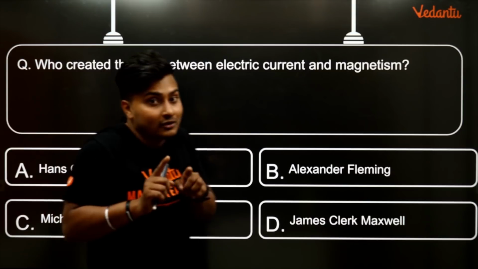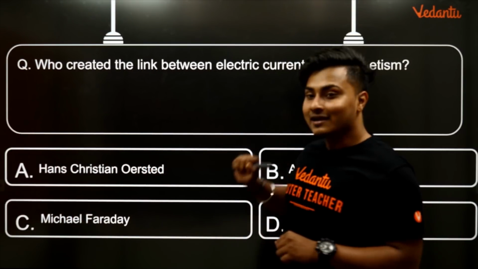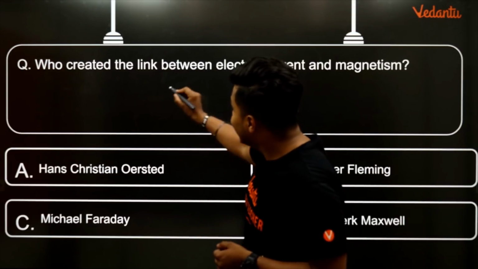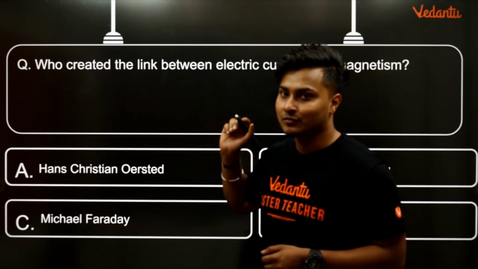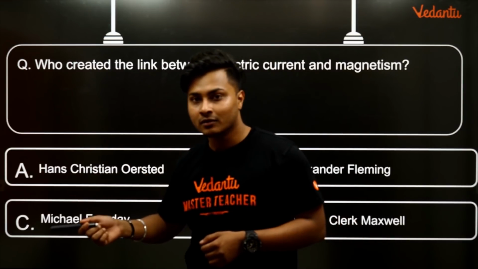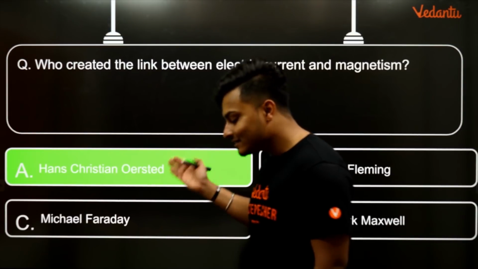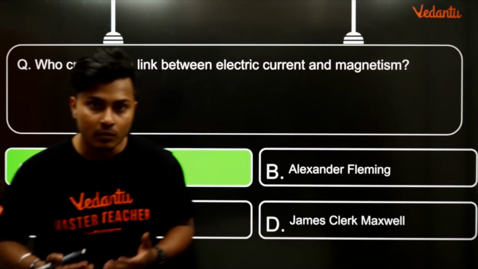Now I know that you might go for Michael Faraday because the word magnetism is there, but the question is about the link between electric current and magnetism. He was the founder of magnetism. Electric current was found by Andre Ampere. But who created the link? And the link, my dear students, no one else but Hans Christian Ørsted discovered.